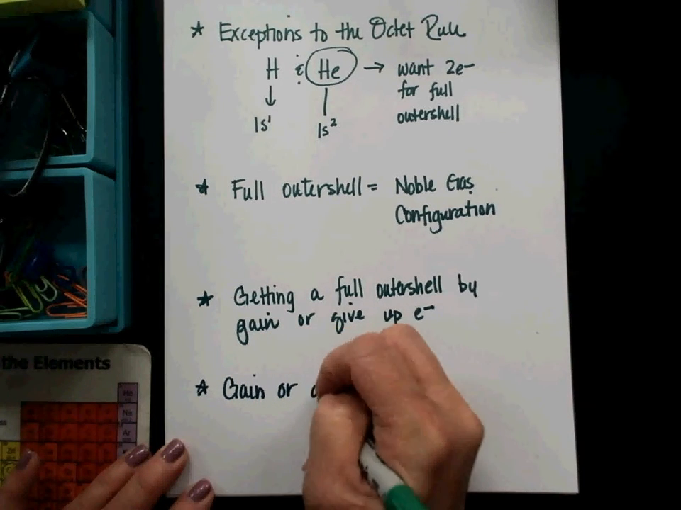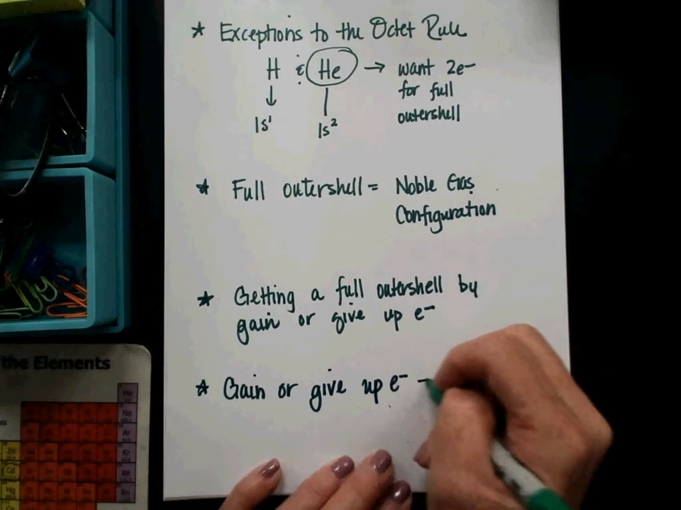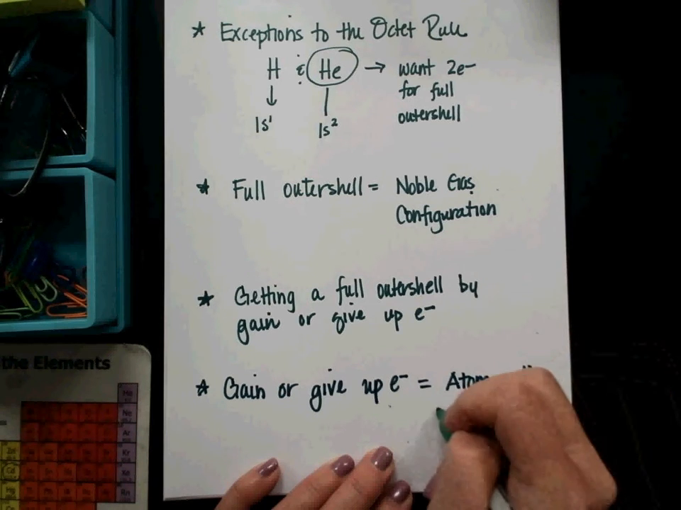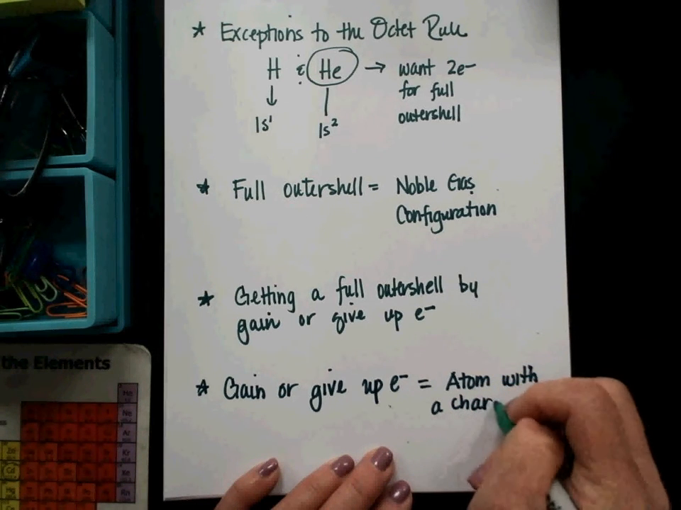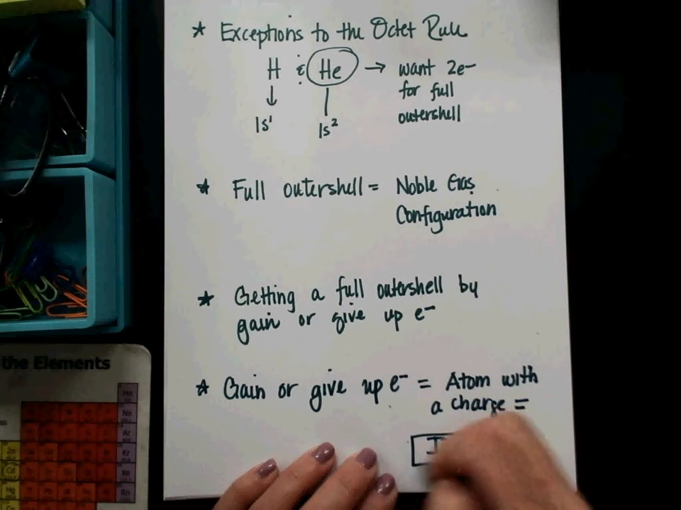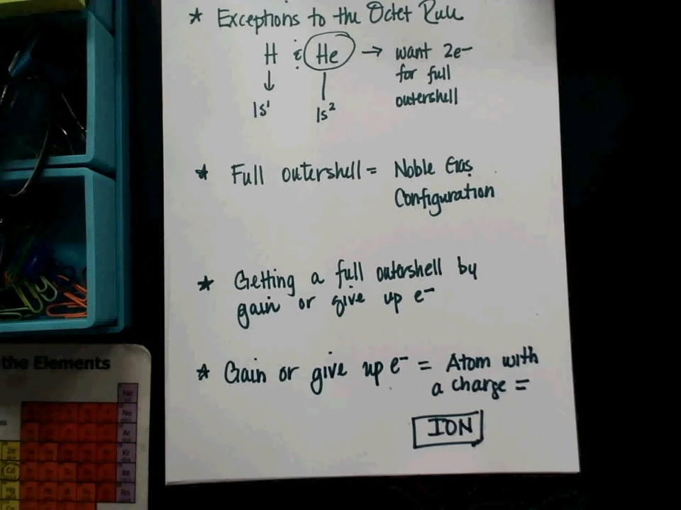So when I gain or give up electrons, then I am an atom with a charge, and really now I'm called an ion. So an atom that has gained or lost electrons is an ion. The easier way to say it is an atom with a charge. If I have a charge, I know I either gave up something or I gained something.